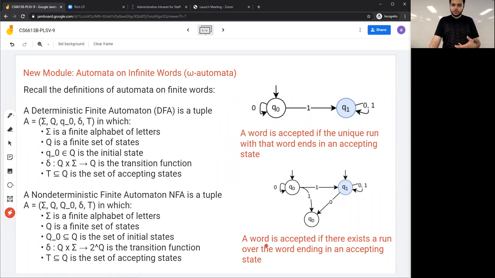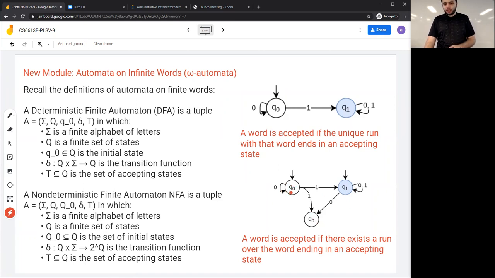So then we define acceptance as follows. We say that a word is accepted if there is at least one run using that word that ends in an accepting state. So for example, if you consider the word 0, 1 in this automaton, I can start here, go 0 and then 1, and this is accepting, so the word is accepted.